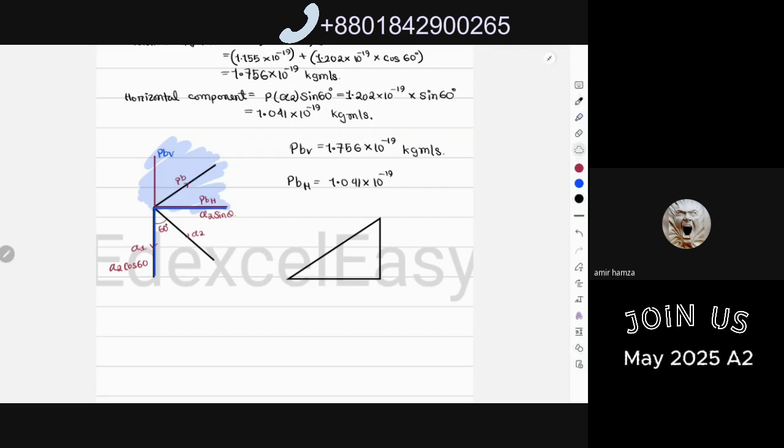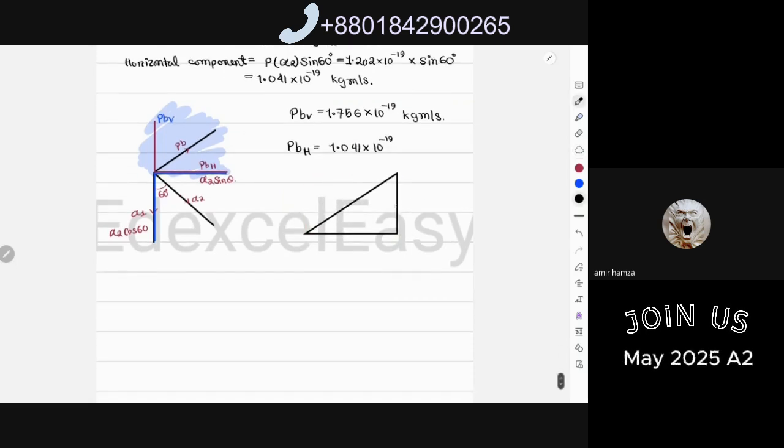Now I can use your concepts. I think these are the things we saw in projectile motion also, right? This is your vertical component, which was PBV. This is your PBH, and this is your actual velocity, right? This is where the object was actually traveling.